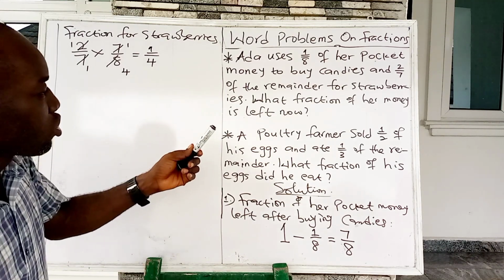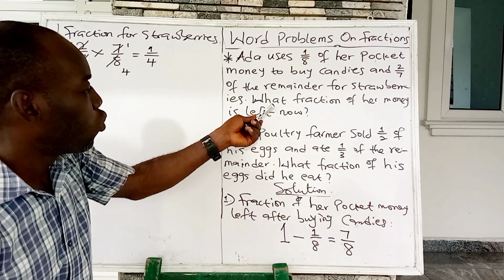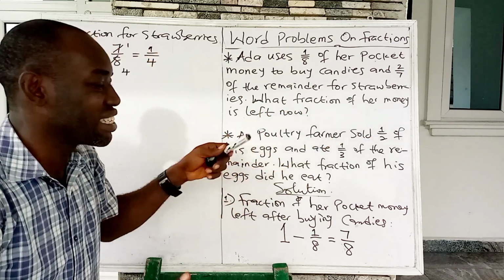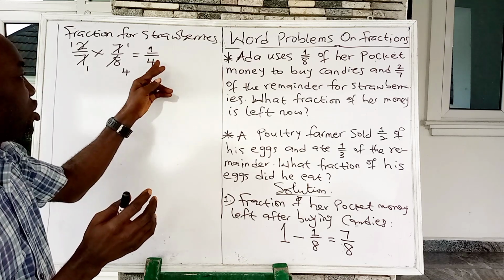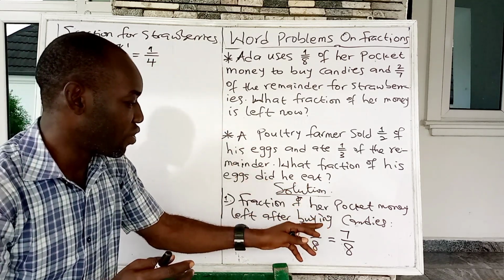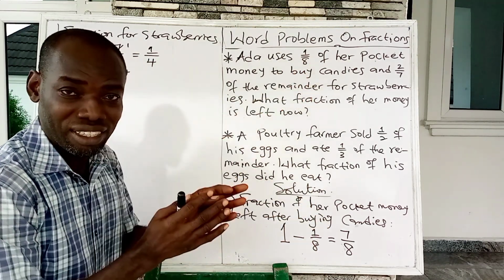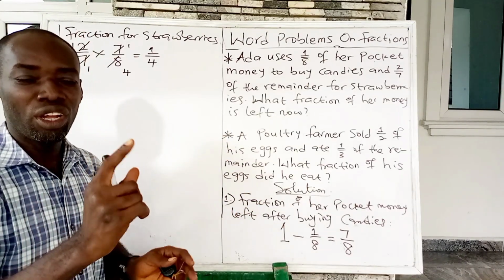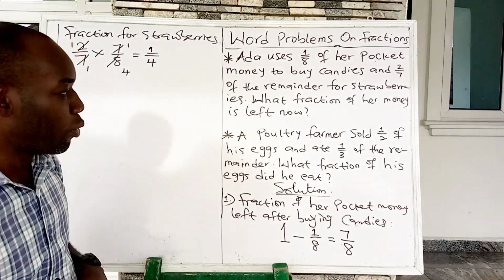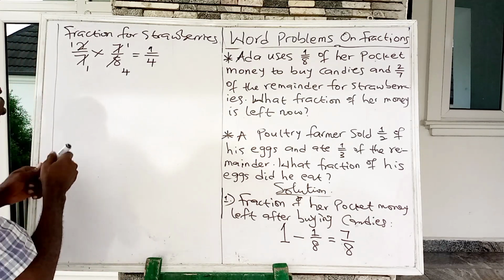So let's go to the latter part of the question now, which says, what fraction of her money is left now? For us to get that, what do we do? We add the fraction for strawberries and the fraction for candies. After finding their sum, we subtract that sum from a whole for us to get the fraction of our pocket money that is left. So total fraction spent.